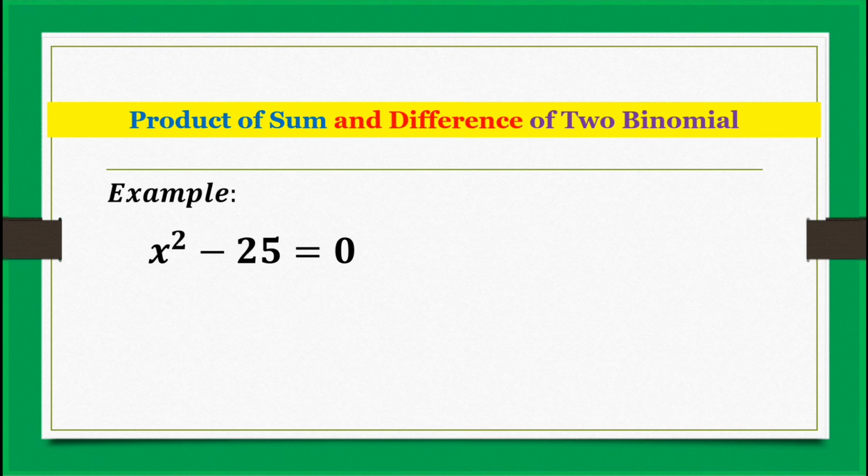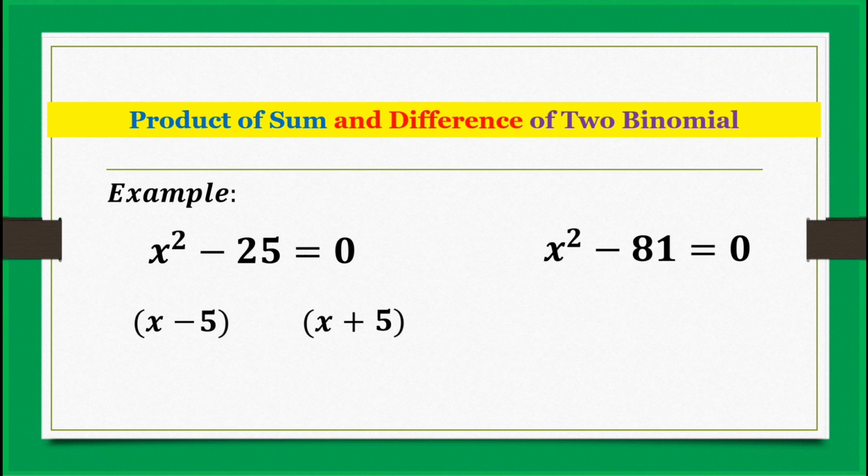Now, let's try another one. If the given is x squared minus 25 equals 0. Again, get the square root of x squared. That is x. Square root of 25 is 5. Then use negative and positive sign. Therefore, the factors of x squared minus 25 equals 0 are the quantity of x minus 5 and the quantity of x plus 5.